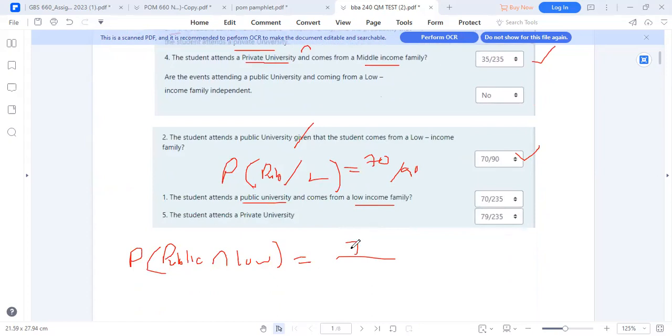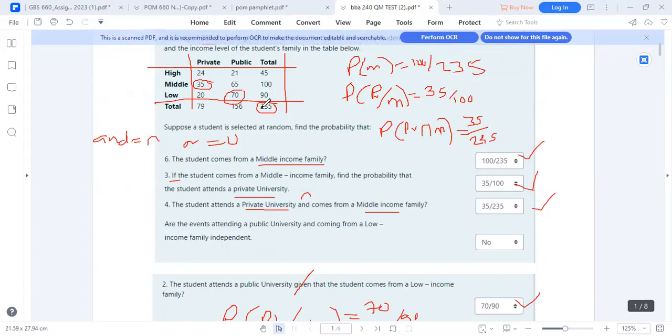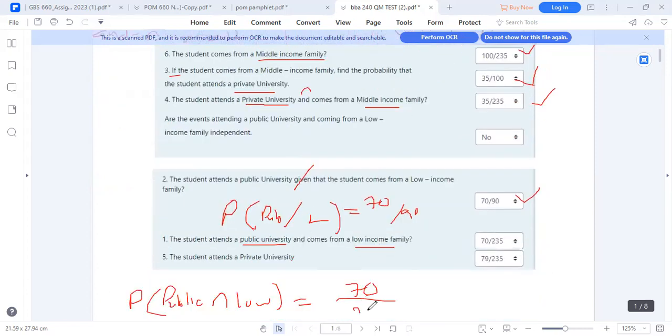Then the total of everything here is 235. This is where it's coming from. Now, what's the probability that a student attends a private university? What denotations are we looking for? And the probability of what? Private. That's all.